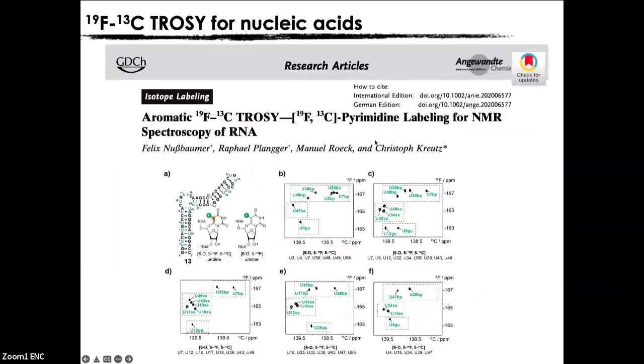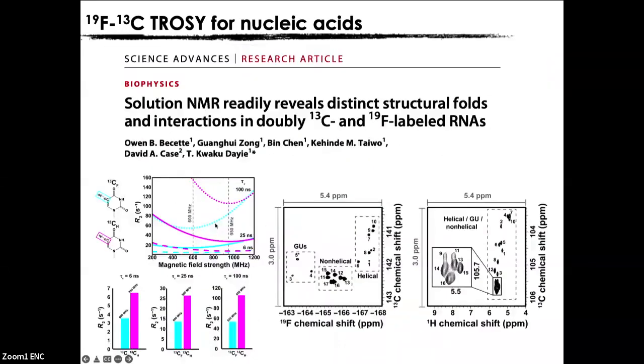Now, after we published this, there's some very interesting work from the group of Christoph Kreutz, who has synthesized these C13 F19 based nucleotides, and using a DNA synthesizer, was able to incorporate them into selective places in RNA and get very beautiful spectra. And here's the work from Owen and Kwaku, where they use runoff transcription to incorporate these C13 F19 based nucleotides and get, again, fantastic spectra.